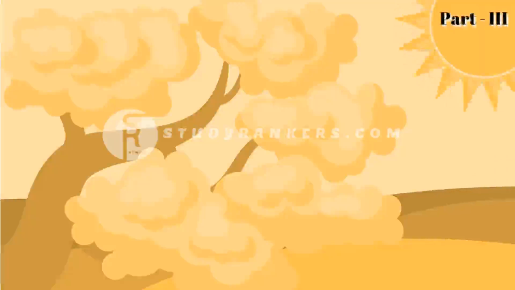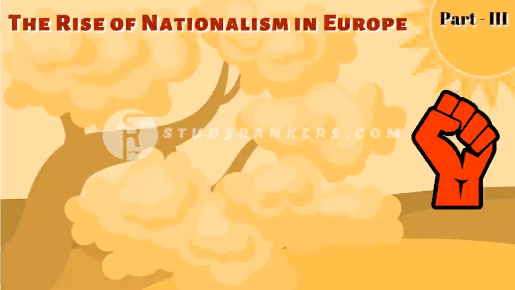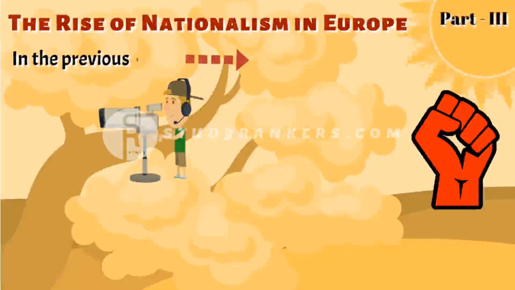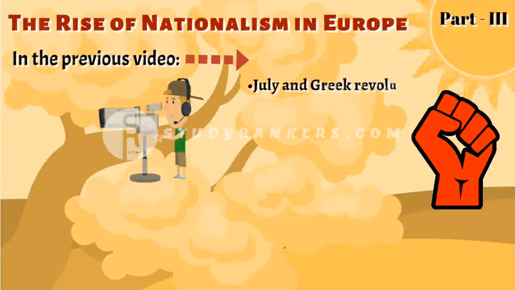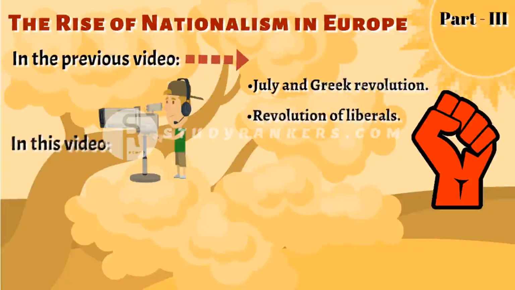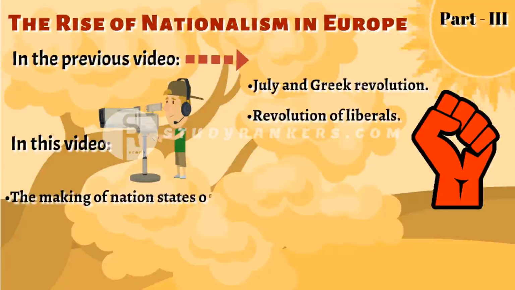Hi, this is the third and the last installment of the series The Rise of Nationalism in Europe. In the previous video, we talked about the July and Greek Revolution and also the Revolution of Liberals. In this video, we'll talk about the making of nation-states of Germany, Italy, and Britain.